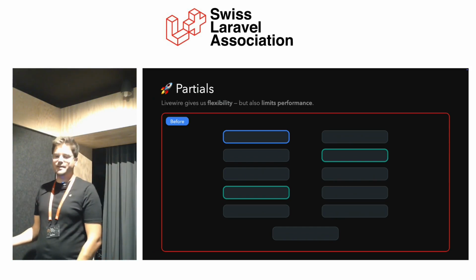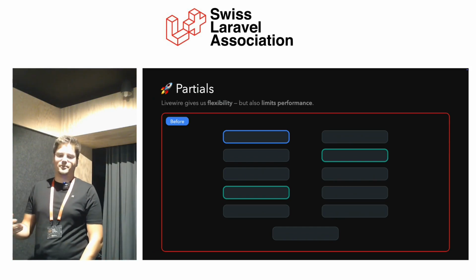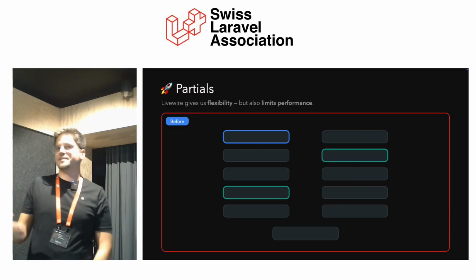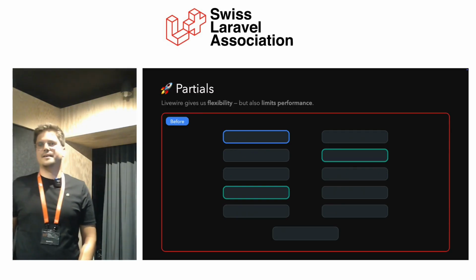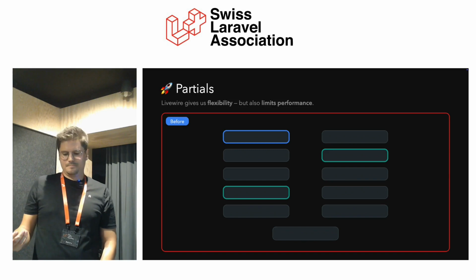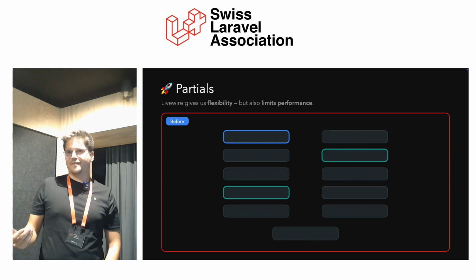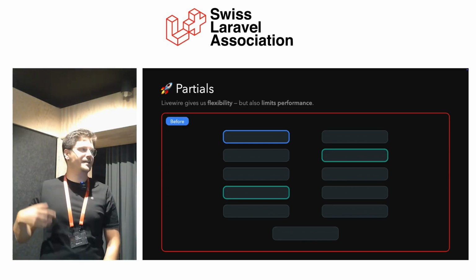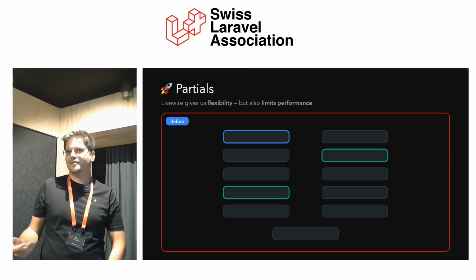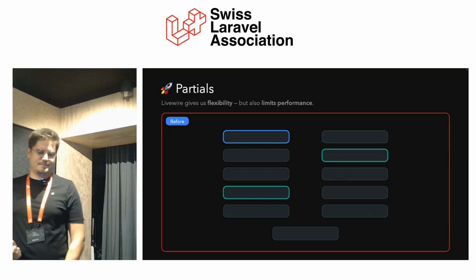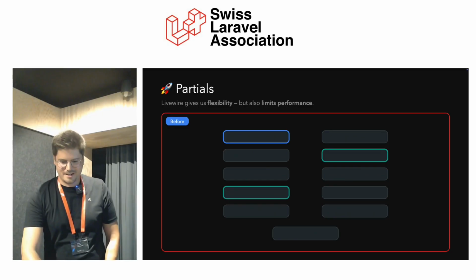And in Filament, every table, or every page which contains the table or the form, is one big Livewire component. So that means if you have a large table or a large form, the whole thing needs to be re-rendered for just one or two fields maybe. And yeah, that's not really nice.